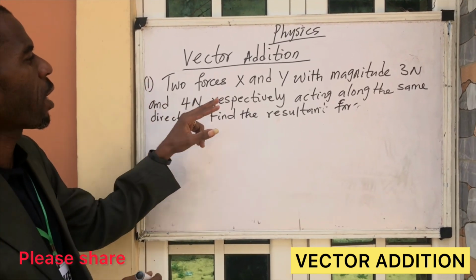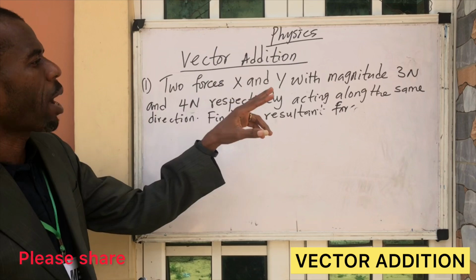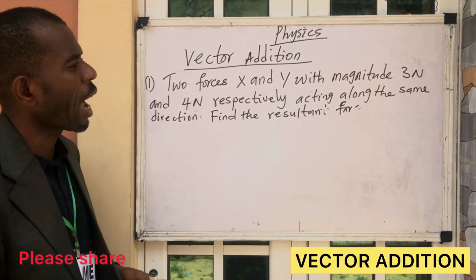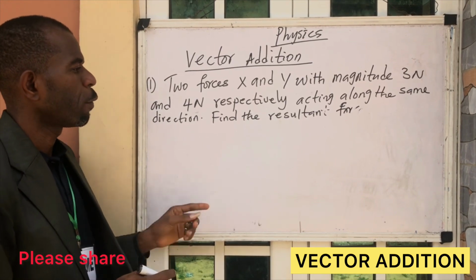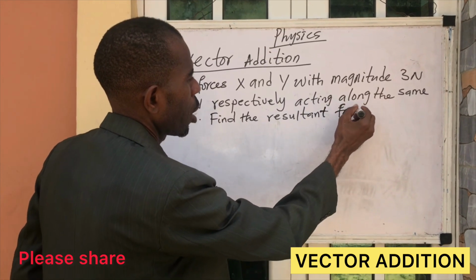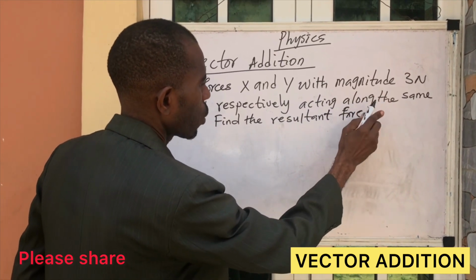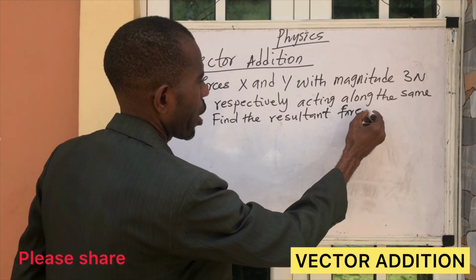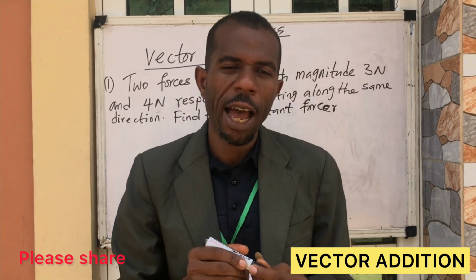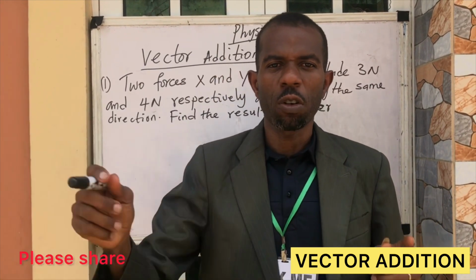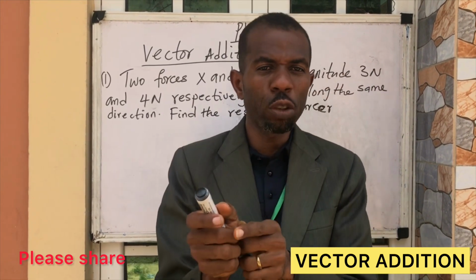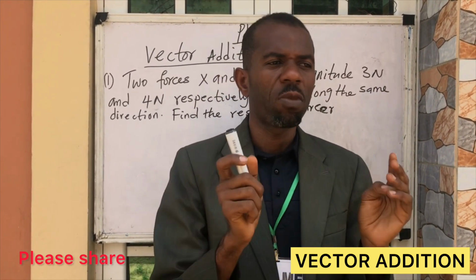Two forces, X and Y, with magnitude 3 Newton and 4 Newton respectively, acting along the same direction. Find the resultant force. Now, one thing about vector addition, we have the cases. Number one, the first case: if the vectors are acting in the same direction on a body, the resultant is obtained by addition of the two forces.